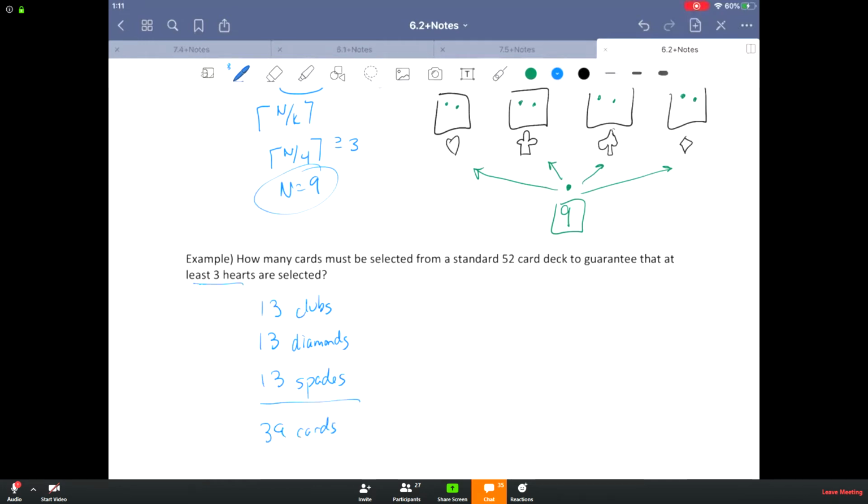All right, so I pull out 39 cards. Worst case scenario, I pull out all 39, nothing's a heart. Well, what's left? It's only hearts left. So you know for sure after that you're going to have hearts being pulled out. You need at least 3, so you still have to pull out 3 of those hearts. So you get the 39 plus the 3, which gives you 42 cards.